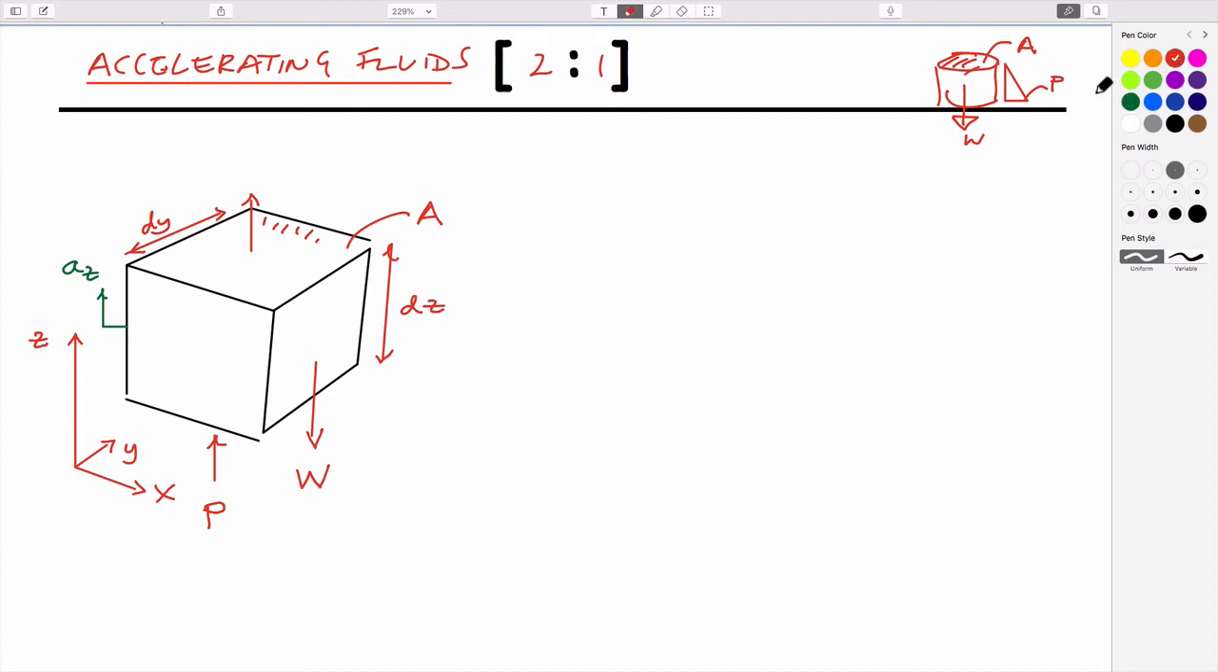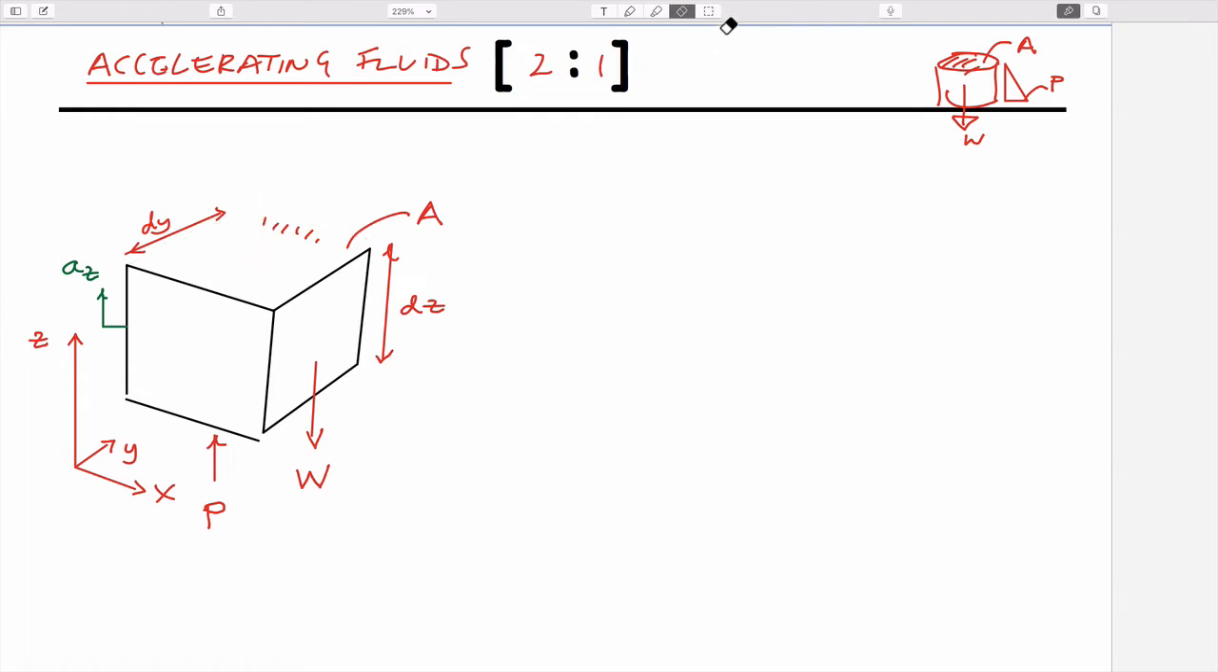And the final behavior that we have is on this top face here, let me do that again. So let me get rid of this. Oh no. What an idiot.